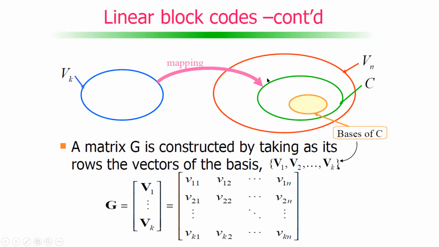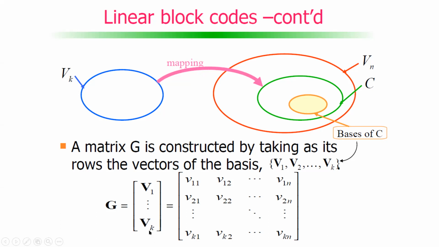Rather than considering the lookup table approach, where the input combination of bits will be mapped directly to the output combination, what I will consider is only k vectors from the vector space. From this Vn, I will consider only k vectors. It's not 2 raised to the power k, but only k.